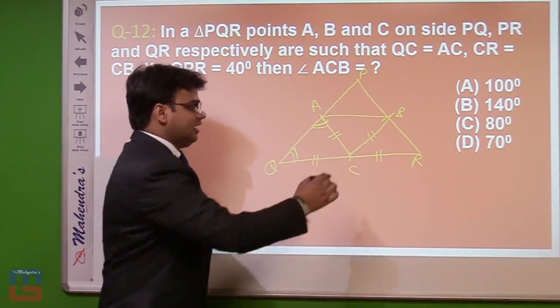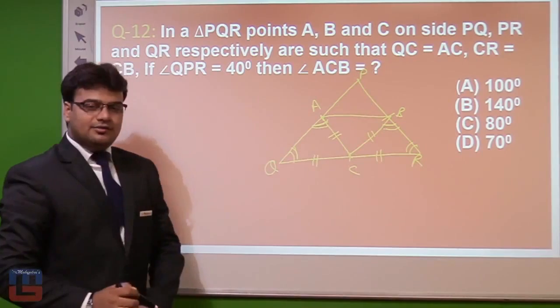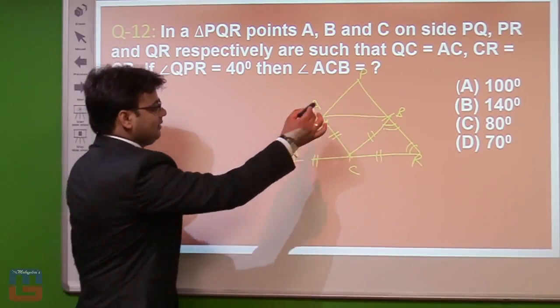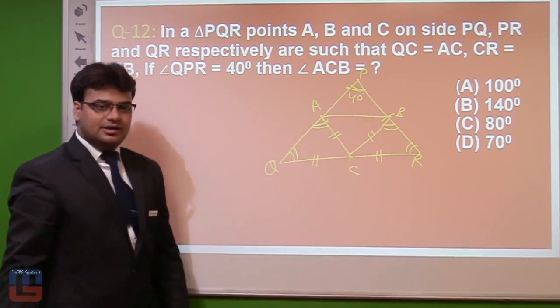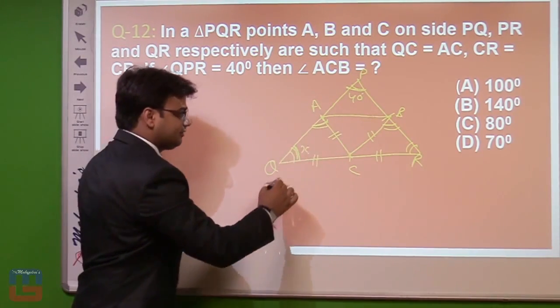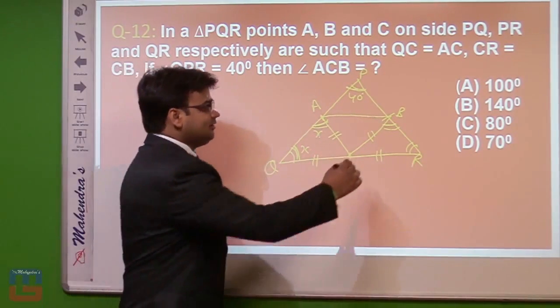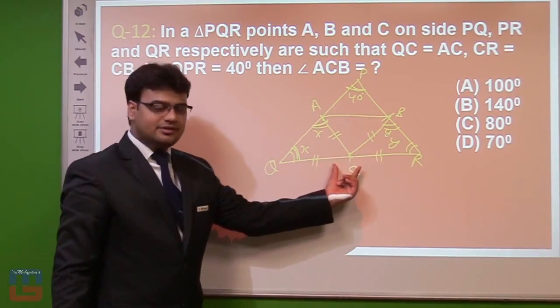That means both angles are equal. If both angles are equal, another condition is angle QPR, that means its angle is 40 degrees. If we suppose both angles are X, that means this one is also X, because both angles are the same. Similarly, its angle is Y, because both angles are the same.